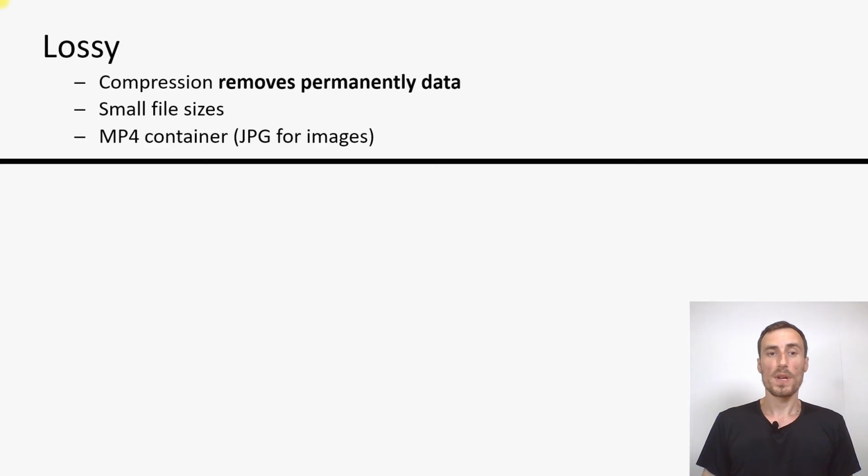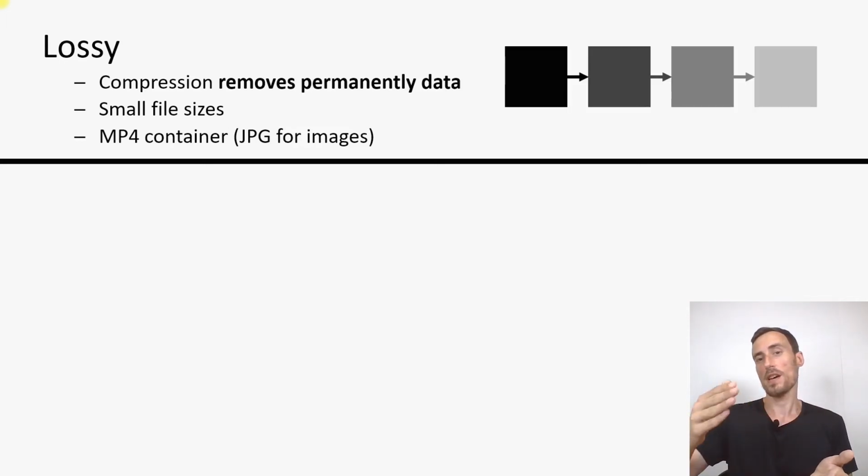Lossy means that there is a compression, and during the compression the data is permanently removed. So for example, like in JPEGs, you save a JPEG, you close the file, you open it again, you save it again, you close it again, save it again. So what happens is every single time you save the file, you lose information.